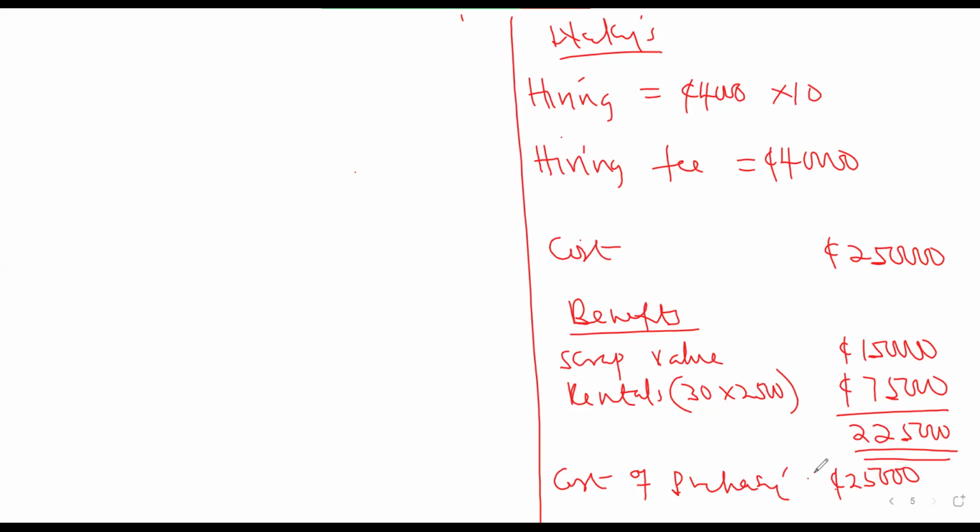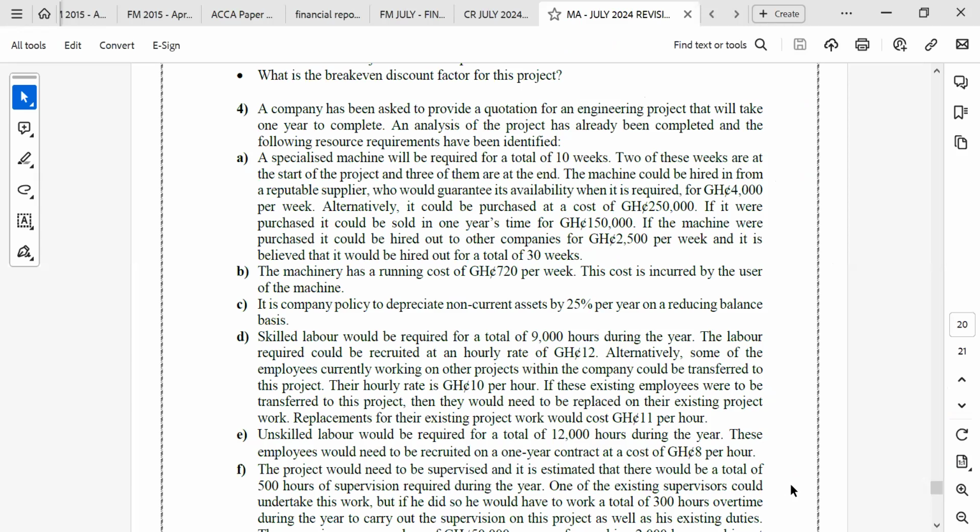For the relevant cost, you pick the lower of the costs. That is why we are picking 25,000. For the relevant cost, you don't have to put only the figure there and move on. You have to explain why that particular figure has been included in your relevant cost for that particular item.